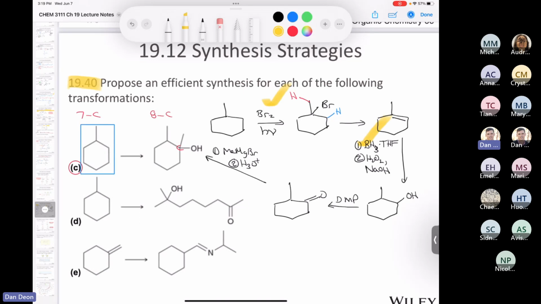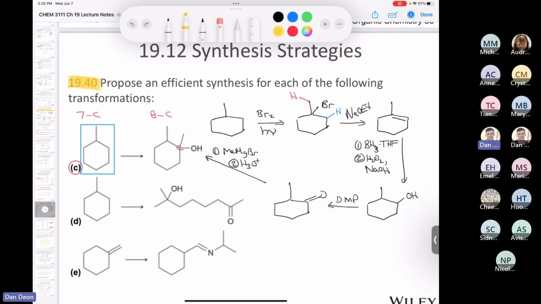Did I skip a step here? Oh, I didn't put my base down here. So this one would be sodium methoxide, since you want to use an unhindered base. So let's see here. 1, 2, 3, 4, 5, 6, 7 steps. That's quite a few steps. All right. There we go.